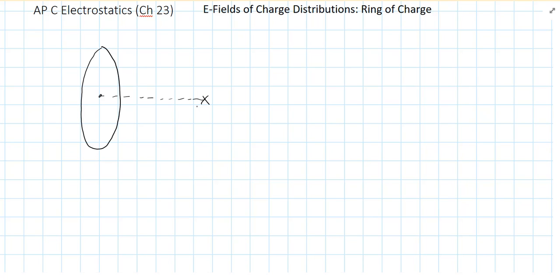So some things that we would know, let's say the radius of the ring is capital R. Let's call this distance here d between the center of the ring and the point we're looking at. And we're going to figure out the electric field created by the ring at that point.